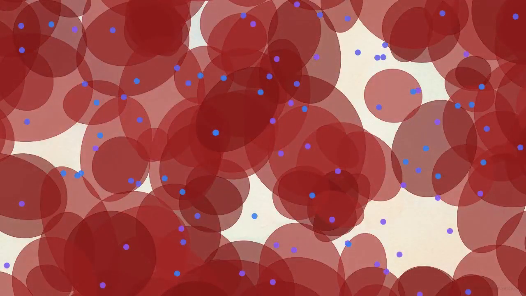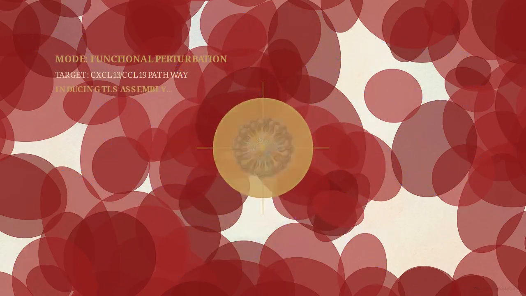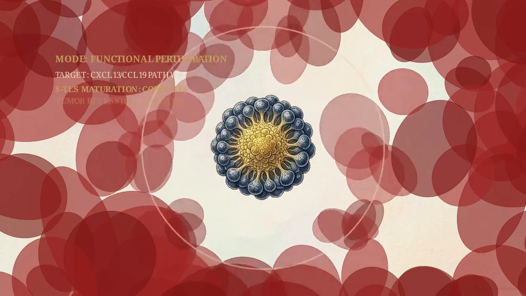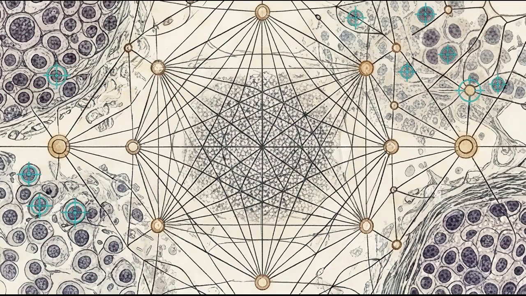The next stage of research involves functional perturbation, artificially manipulating TLS formation to observe the direct effect on tumor progression. Replacing the binary label with a quantitative, spatially resolved framework establishes the baseline required to engineer more precise predictive clinical biomarkers.